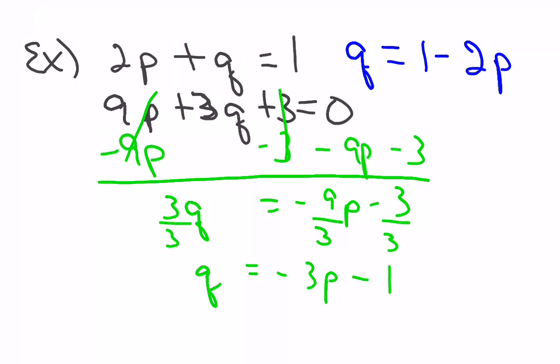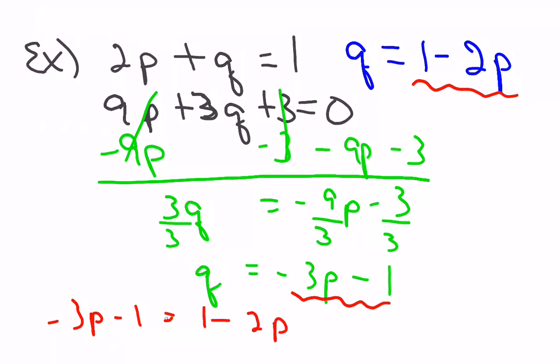Okay, so what is our comparison method? Well, now we have q equals 1 minus 2p and q equals negative 3p minus 1. So it is a substitution in a way because now we have q equals. So what we do is we kind of eliminate that and realize, okay, well, if q equals, then we're going to set this piece equal to this piece. So we have negative 3p minus 1 equals 1 minus 2p.